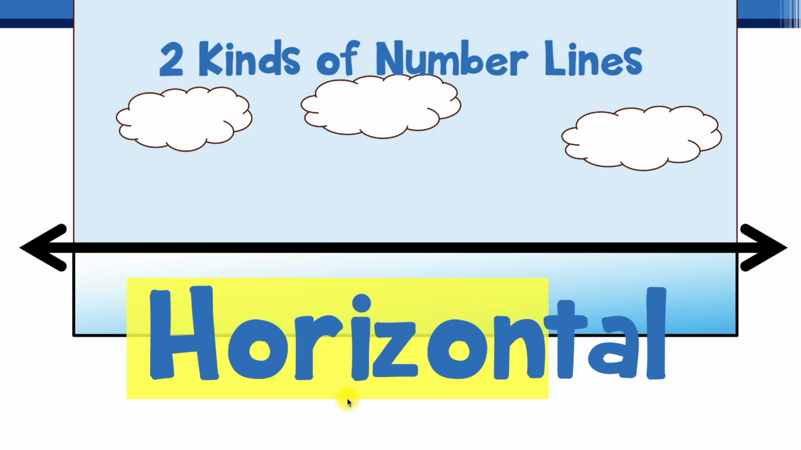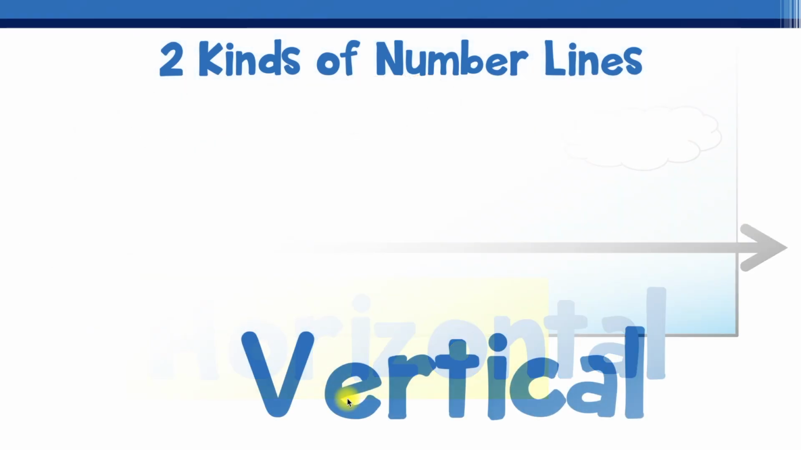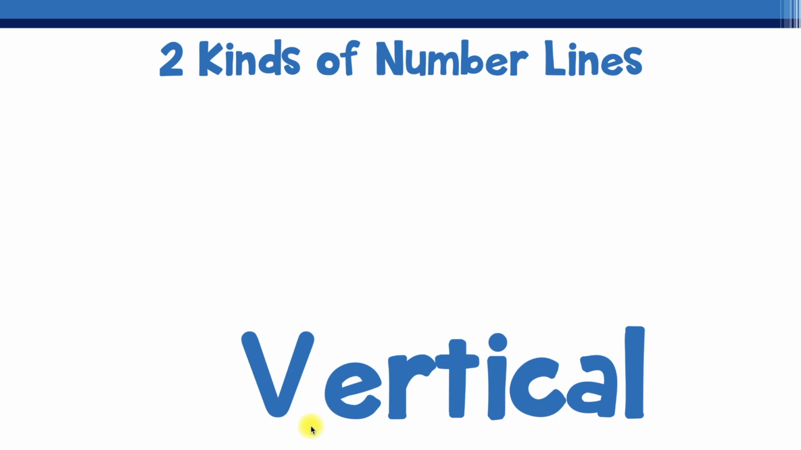The second number line we're talking about is called a vertical number line. One way to remember the vertical number line is that the letter V looks like an arrow going down, because a vertical number line is straight up and down. So this is a vertical number line. Again, an easy way to remember is that the V in vertical looks like an arrow going down. So again, vertical number lines go up and down.